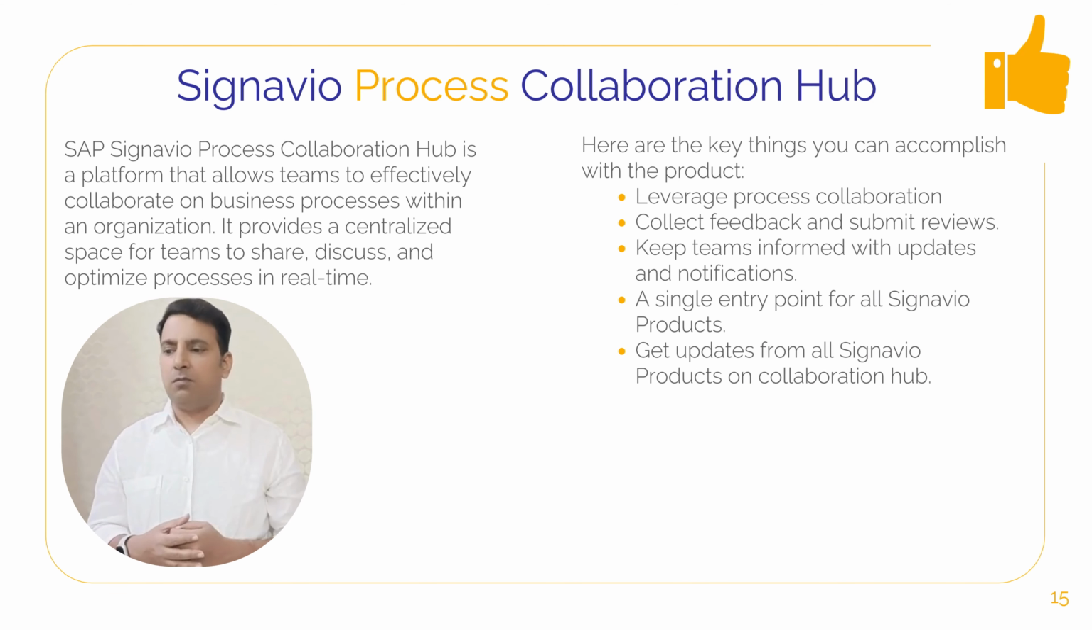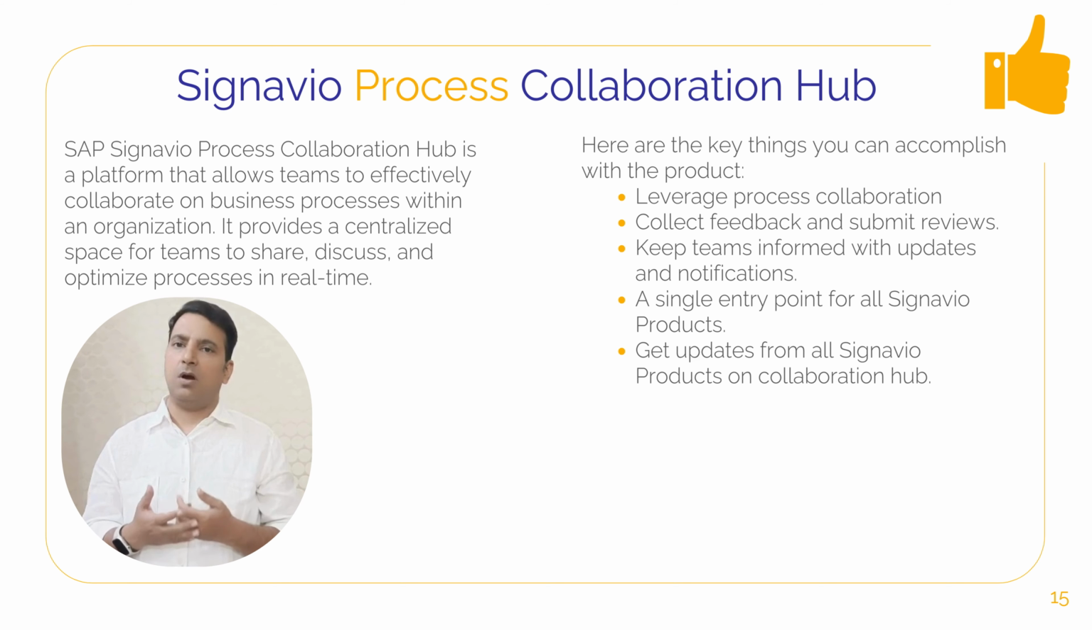Signavio Process Collaboration Hub is a platform that allows teams to effectively collaborate on business processes within an organization. It provides a centralized space for teams to share, discuss, and optimize processes on time. It is also an entry point for all the Signavio toolset. Generally, all the end customers will log into Signavio Process Collaboration Hub, from where they can take action, or they can share their feedback, or they can perform any task if you have Signavio Process Governance. So all those things can be done in Process Collaboration Hub.